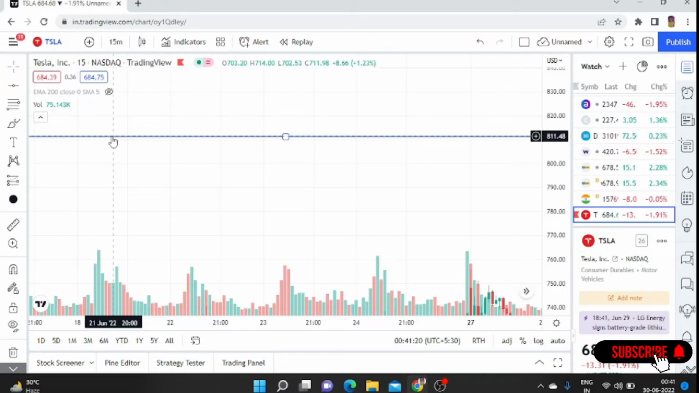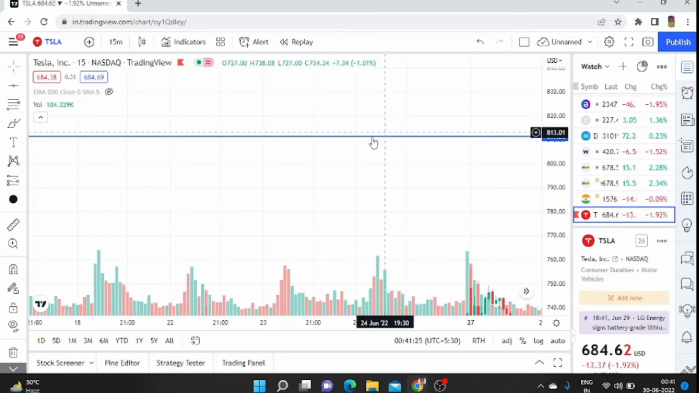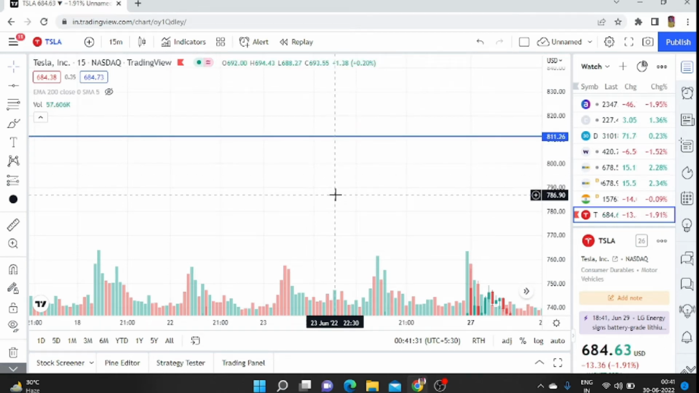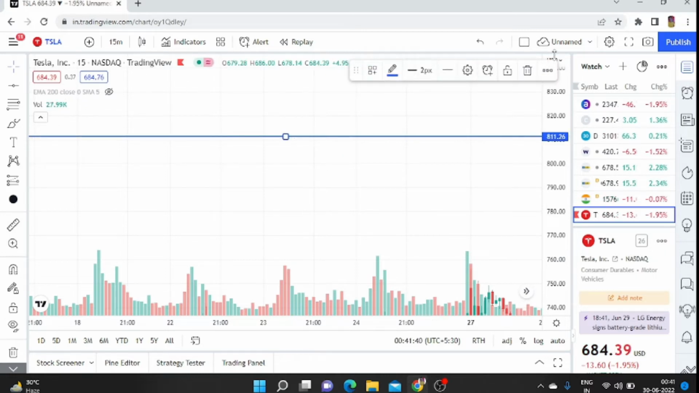If we have found support and resistance in the market, we draw a horizontal trend line over there, so that we can remember that at this point the market took a support or at that point the market took a resistance. So we draw a horizontal line. Let me show you with an example first, then you can understand clearly. Let me delete it first.